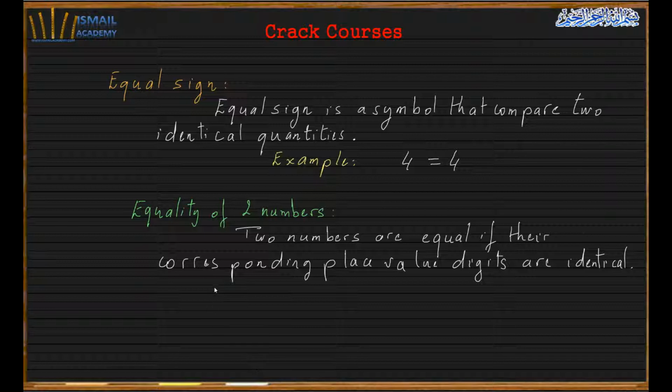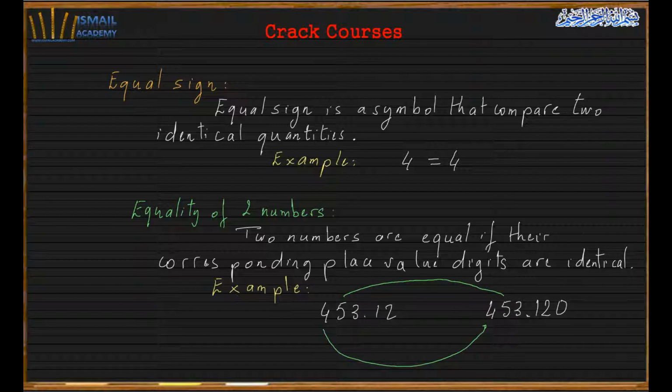If I want to check if two numbers are equal, for example 483.12 and 483.120, what I need to do is check the corresponding place values, meaning the digits of the identical place value. I have 4 in the hundreds place here, so I check if I have 4 in the hundreds place there. Yes, they are equal. Then I check the tens, they are equal. Then the ones, they are equal. I keep checking: the tenths, they are equal. Then the hundredths, they are equal. But here I have a 0.